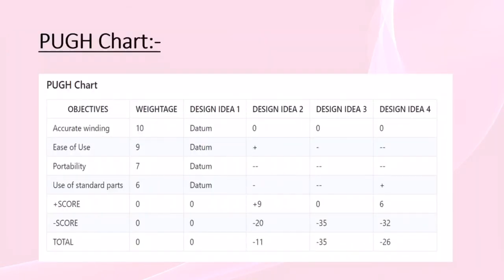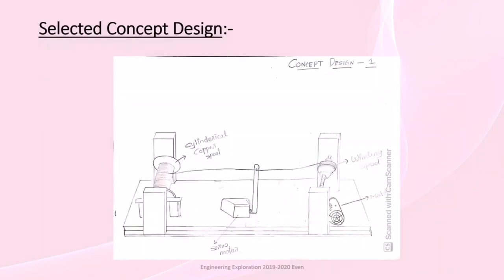Pugh chart. Objectives: accurate winding, weightage 10, ease of use, weightage 9, portability, weightage 7, use of standard parts, weightage 6. As we see, design idea 1 is the datum and by all the calculations through the Pugh chart, we have decided to take design idea 1.